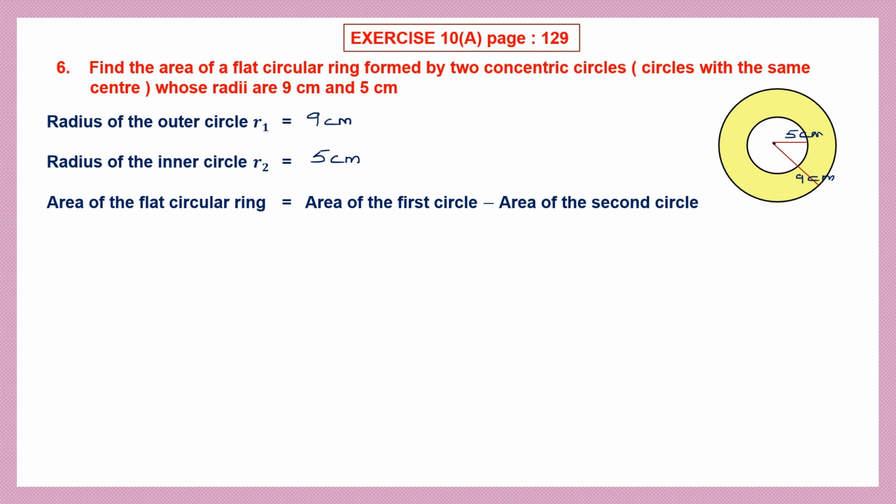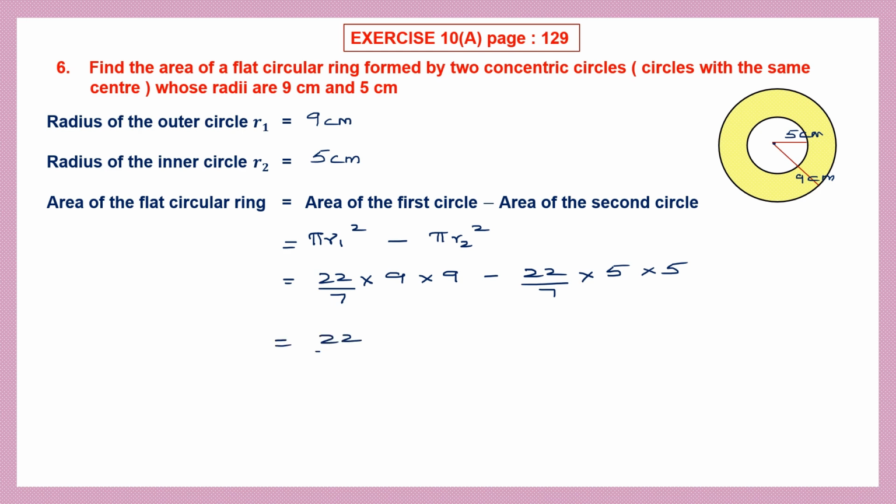Now what is the formula? The formula here for the area of a circle is pi r square. So when we write the area of the first circle, we say pi r1 square minus the area of the second circle, that will be pi r2 square. So now pi is 22 by 7 into r1 is 9 centimeters, so that is 9 into 9, minus 22 by 7 into r2, which is 5 into 5. Now here can you see 22 by 7 is common. So we can take that out and put the rest inside. So 22 by 7, and here we have 9 into 9 minus 5 into 5. And we can put that whole thing within brackets like this.